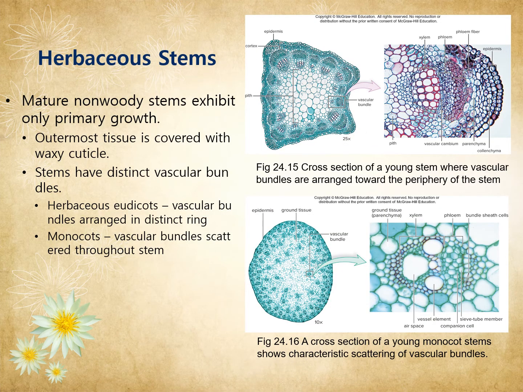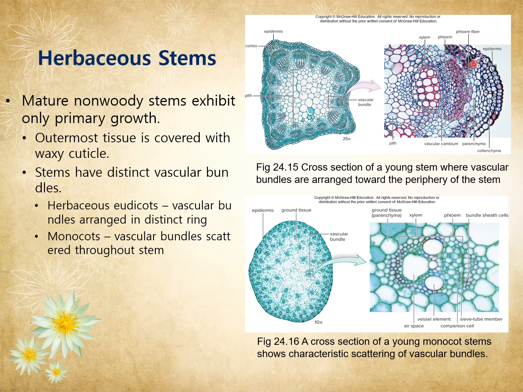Herbaceous stems are mature non-woody stems that exhibit only primary growth. The outermost tissue of the herbaceous stem is the epidermis, which is covered by a waxy cuticle to prevent water loss. These stems have distinctive vascular bundles where xylem and phloem are found. In each bundle, xylem is typically found towards the inside of the stem, and the phloem is found towards the outside.